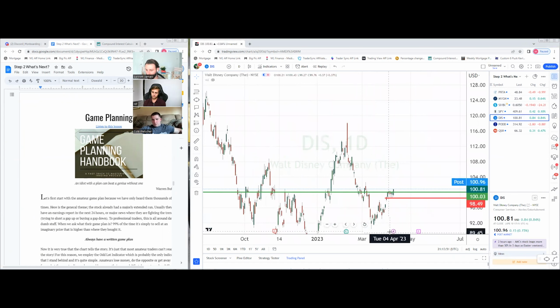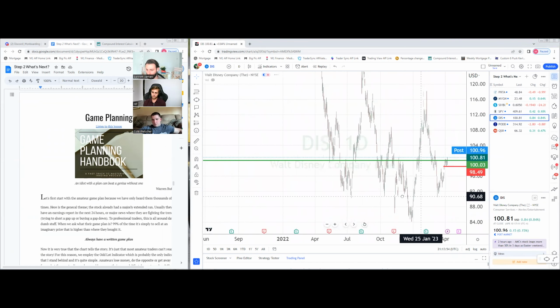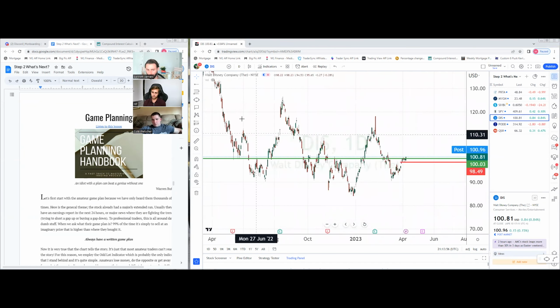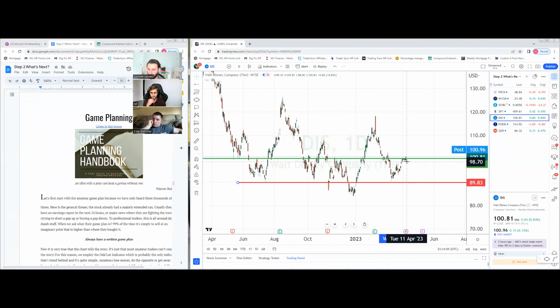So this is actually a recent trade we put on today. Again, we were talking kind of about the base just before. You can see this base in Disney. Let me delete this line out here.